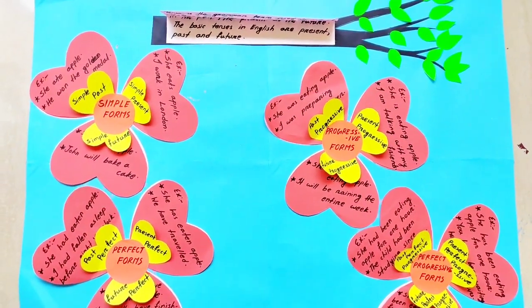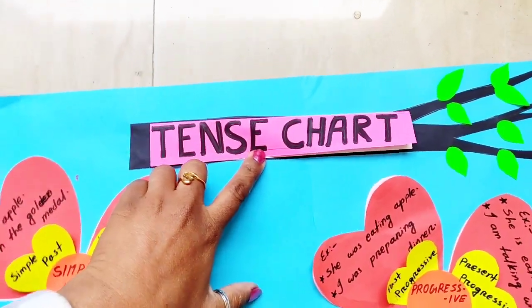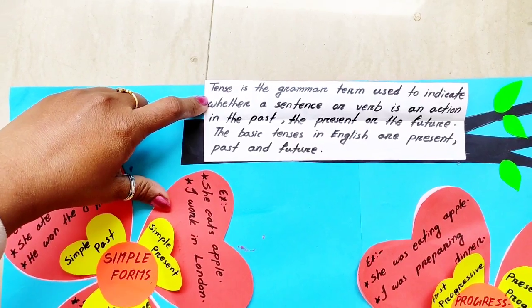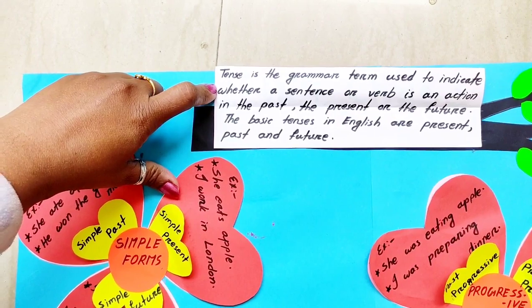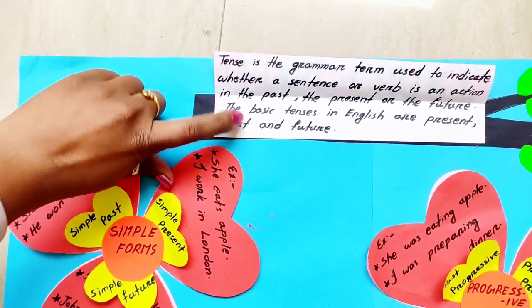So this tense chart project is ready to explain now. First let us understand what is tense. Tense is the grammar term used to indicate whether a sentence or verb is an action in the past, the present or the future. The basic tenses in English are present, past and future.